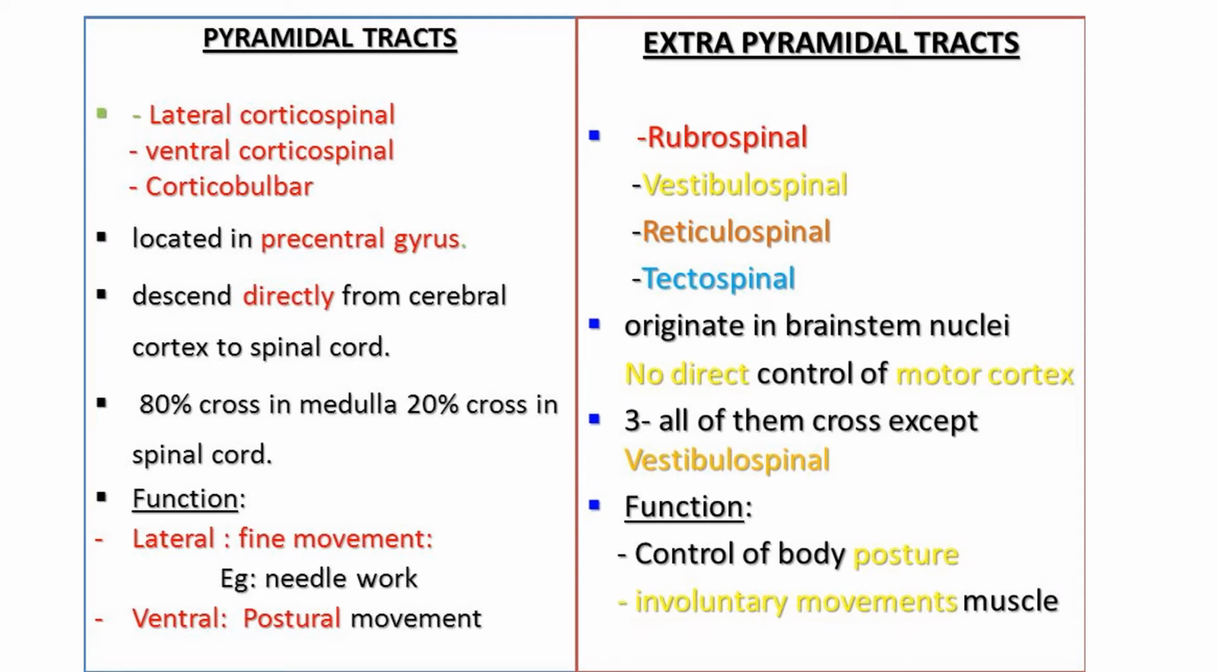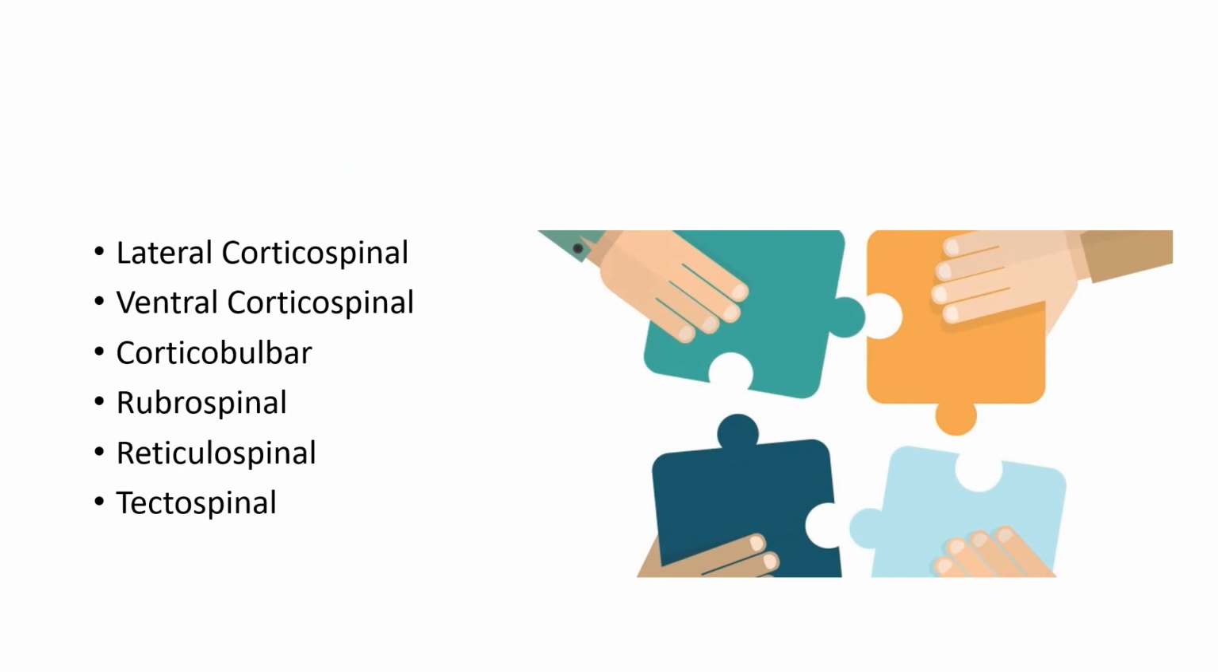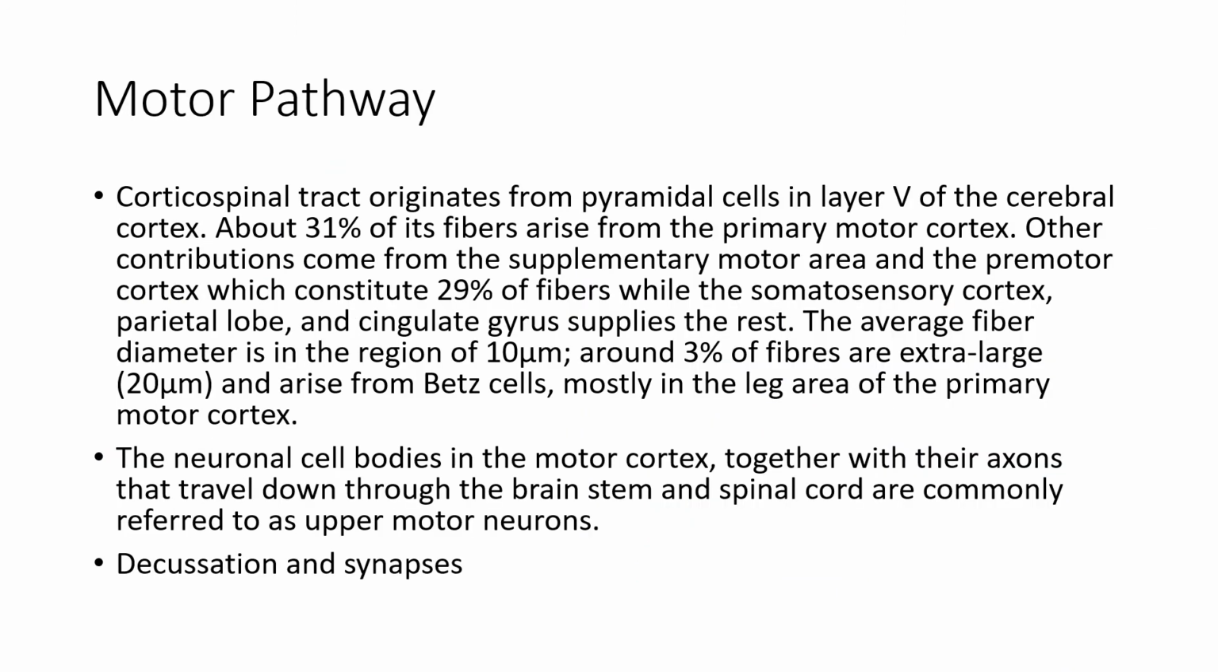Here's a little side-by-side for you to study the pyramidals versus the extrapyramidals. And then this was a project that we did, kind of putting it all together here. So motor pathway: corticospinal tract originates from pyramidal cells in layer 5 of the cerebral cortex. About 31% of its fibers arise from the primary motor cortex. Other contributions come from the supplementary motor area and the premotor cortex, which constitutes about 29% of the fibers, while the somatosensory cortex, parietal lobe, and cingulate gyrus of that limbic lobe supplies the rest.